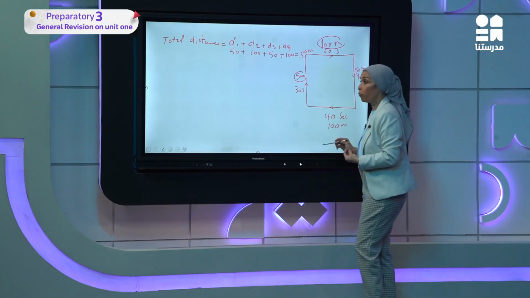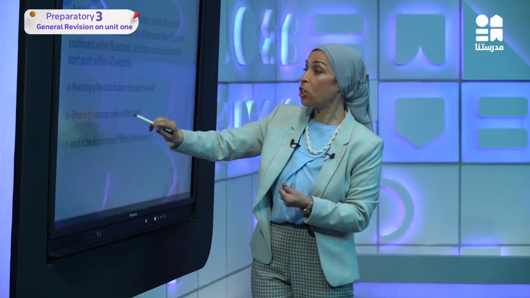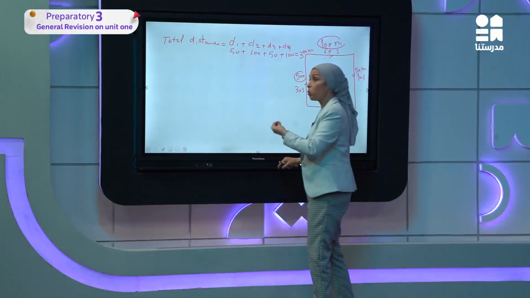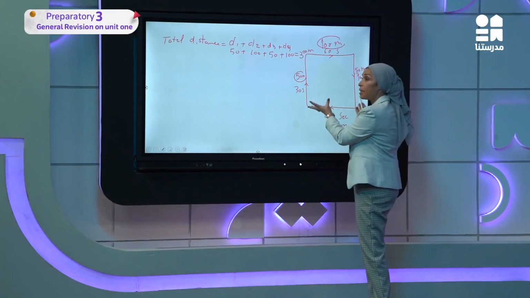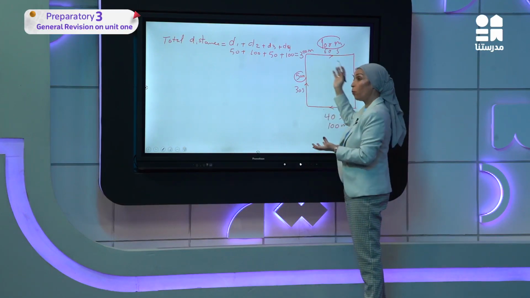From the shape of the rectangle. Then next it asks, what is the average speed of the racer. Here, if I want to calculate the average speed, I need distance and time. Which distance and which time should I take? I have more than one distance and more than one time.